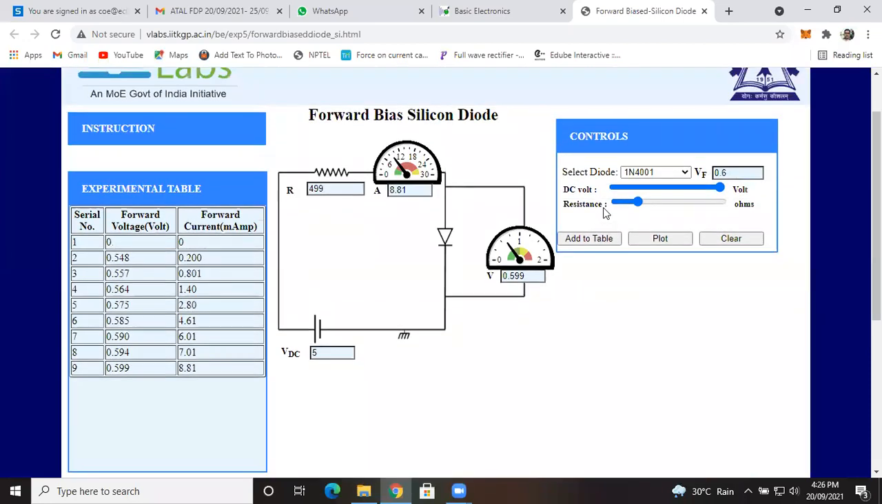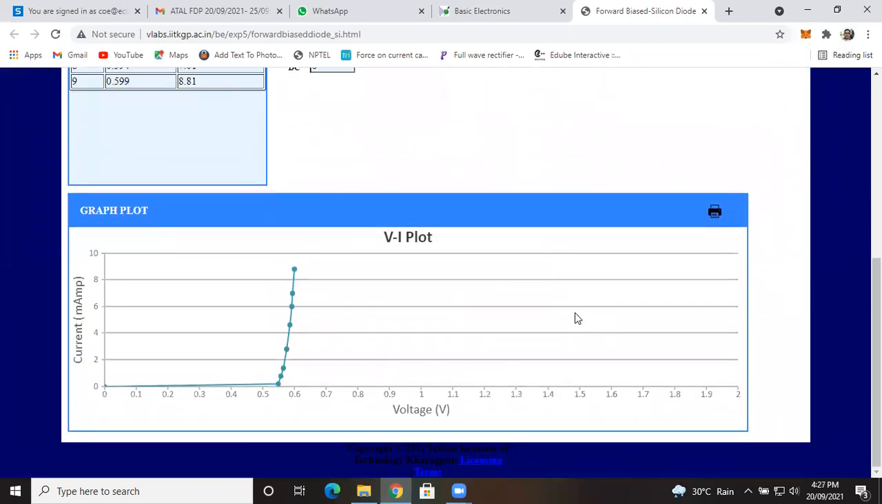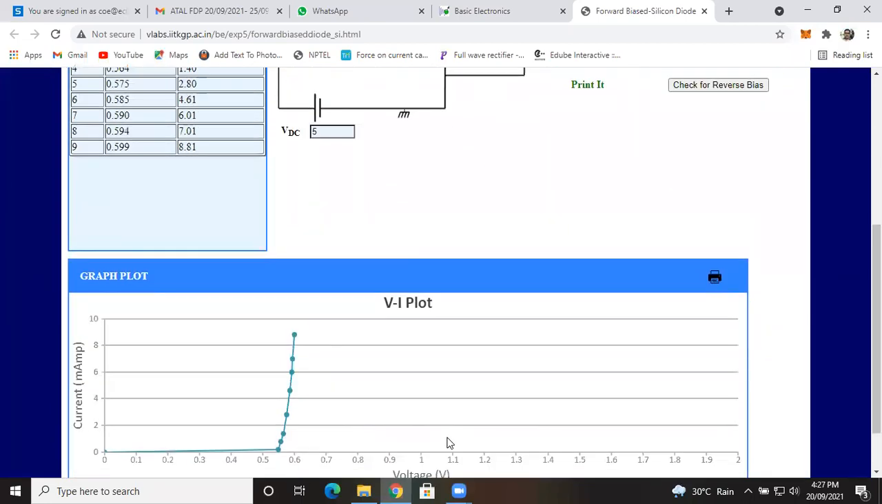And now, if I want to plot the graph with the help of this experimental table, experimental reading, I can see the graph also. Now, you can see that this is the graph. If you try to compare theoretically also, you will get the same type of graph, and practically also you will get the same type of graph. Means our theory will perfectly match with the practical thing. So from this practical reading, if you observe the graph, you can see that from 0.5 onwards or at 0.6 onwards, the current increases.